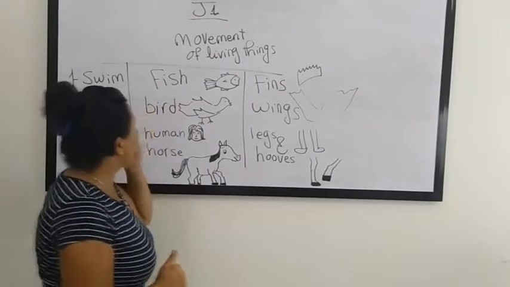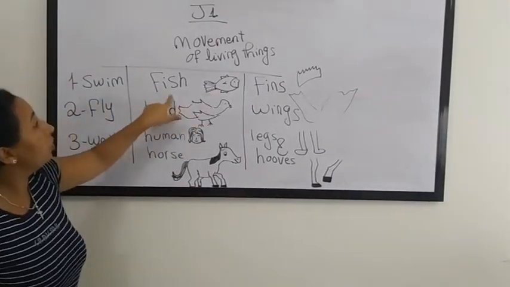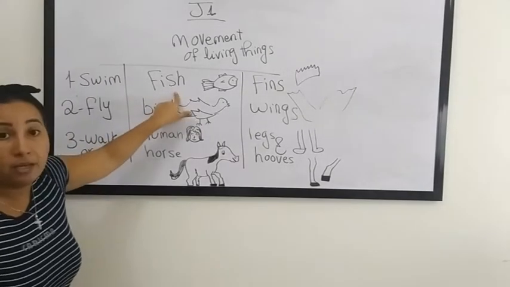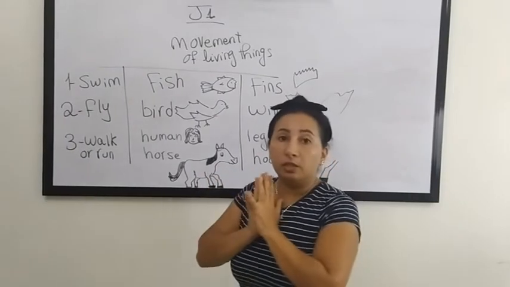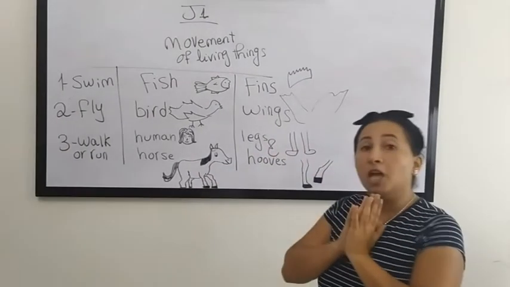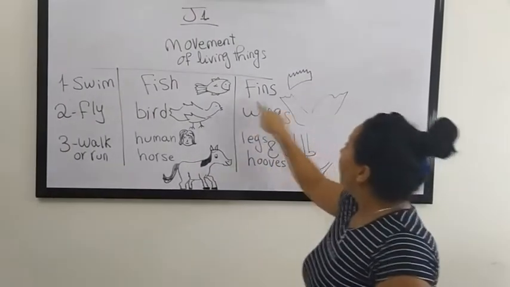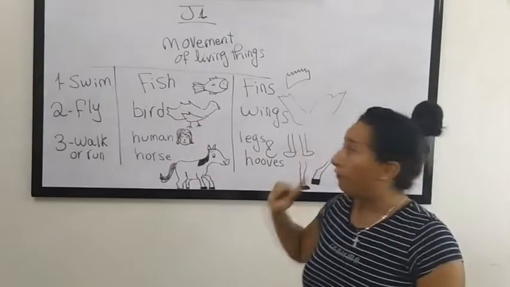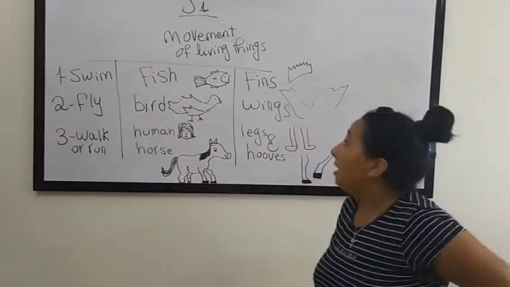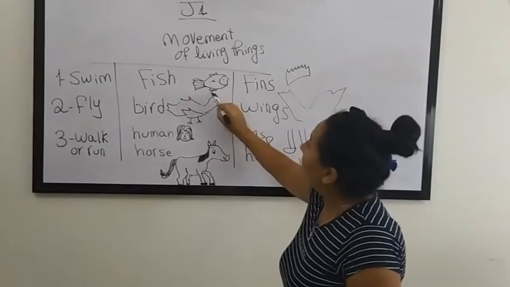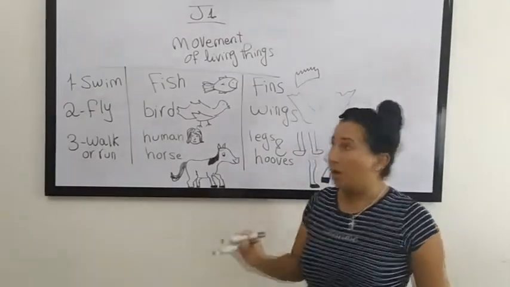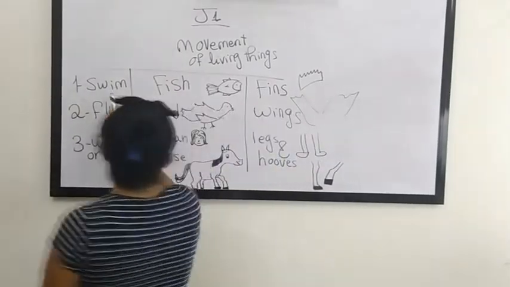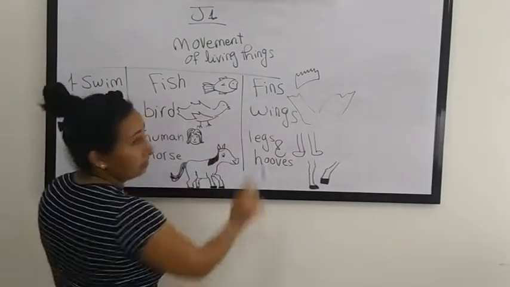If we ask ourselves, how can the fish swim? There are many parts of its body that help it to swim, just like fins. The fish has fins, and fins like these help the fish to swim. That was number one. Fish can swim using their fins.